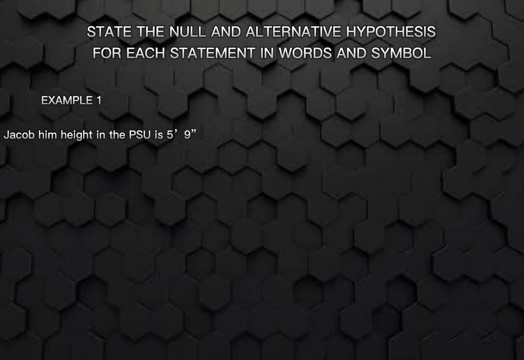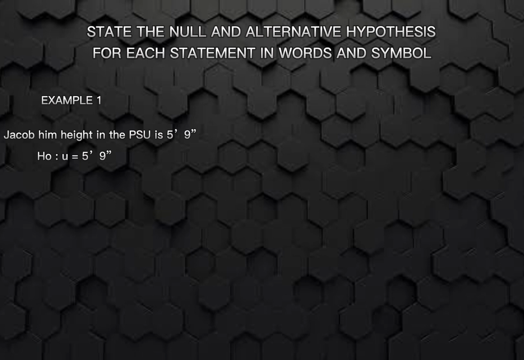Okay, for the example, Jacob, his height in the patio is 5'9". So, we're going to state the null and alternative hypothesis for each statement in words and symbols. So guys, ano yung clue natin sa statement number 1? From the word is. So guys, yung is makikita natin sa equality sign or equal sign. So, yung equal sign natin ay nakabilang sa null hypothesis. So, this statement will be the null hypothesis.